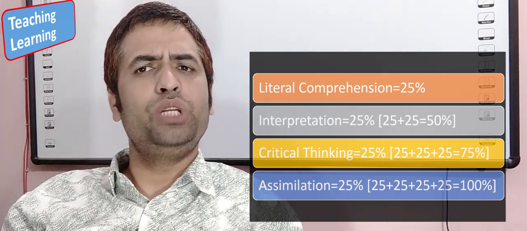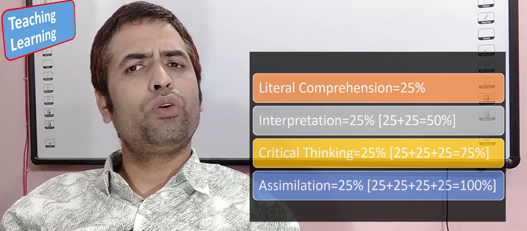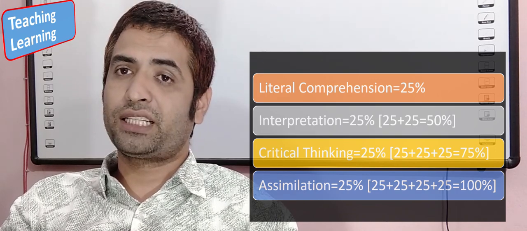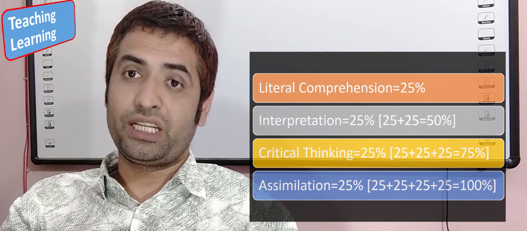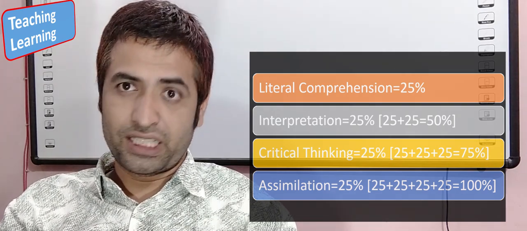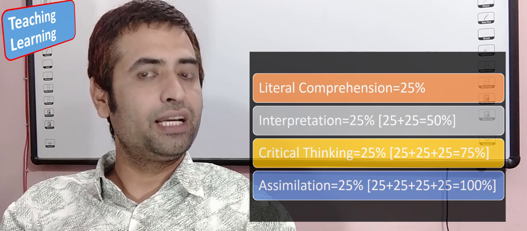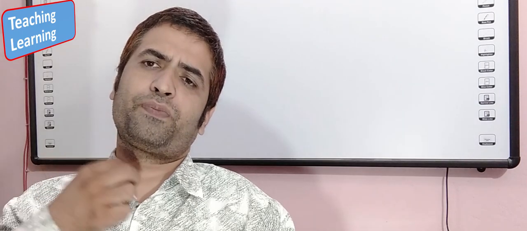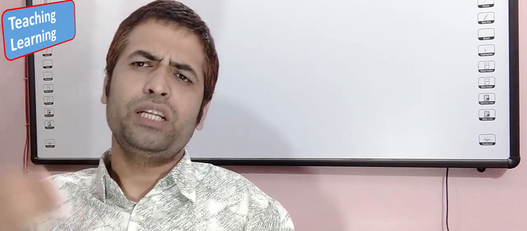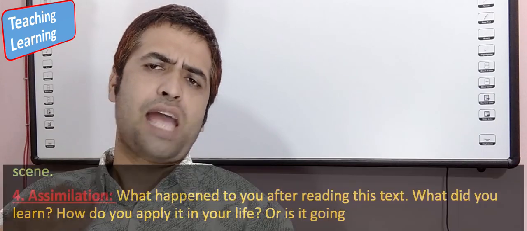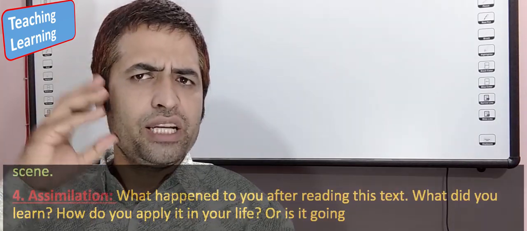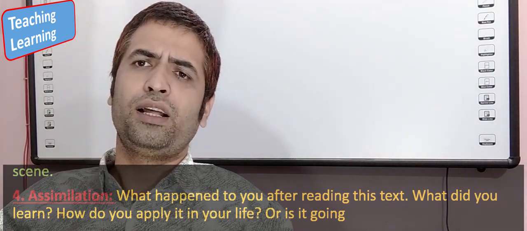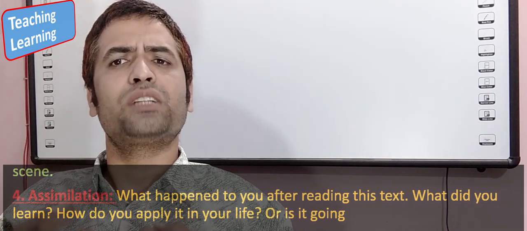So what we do in assimilation is something like this: after we understand literal comprehension, we understand simply the text. After that, we make some sort of interpretation based on the text. We raise some questions, doubts, and uncertainty in critical thinking. And in assimilation, after doing all these three things, we change our life. Whatever we learn should have some sort of impact on our life, through which we change our attitudes, perception, lifestyles, behaviors, and relationships with other people. At least it has a direct impact on our personal life.